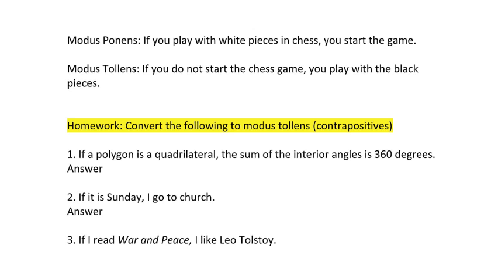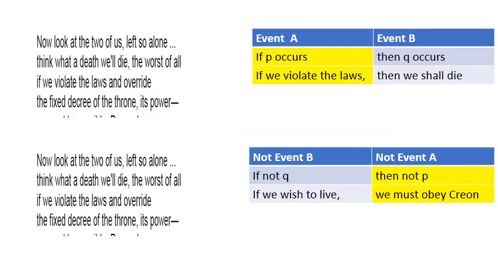Okay. Last example. If I read War and Peace, I like Leo Tolstoy. He created the novel. So P implies Q. To create the modus tollens, I use the transposition of P to Q and Q to P and use negation. So if I do not like Leo Tolstoy, then I do not read War and Peace. And that's the trick. Now let's look at some examples from Antigone, just to consolidate our modus ponens and modus tollens argumentation.